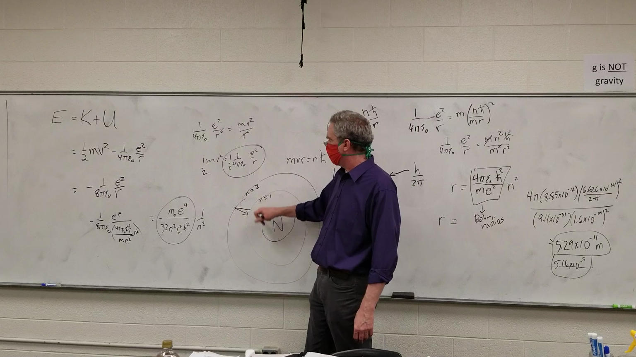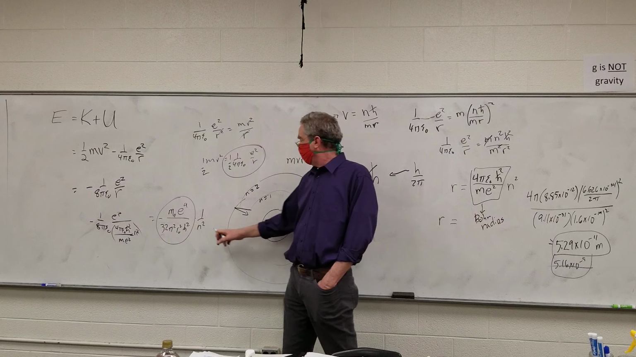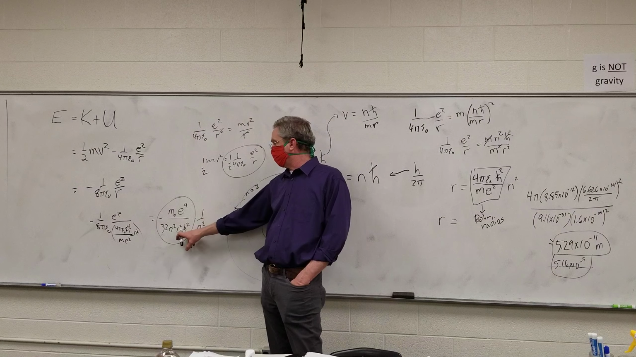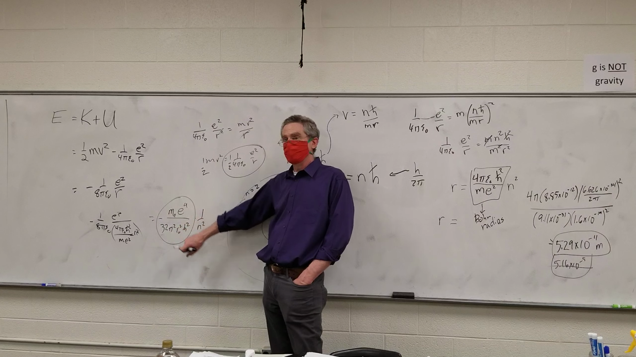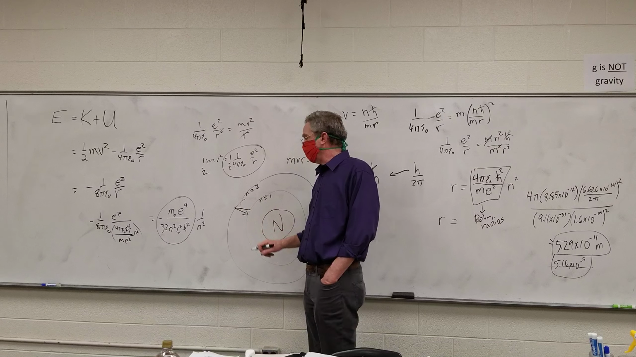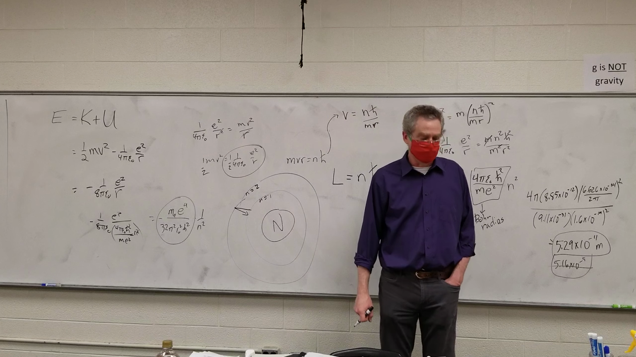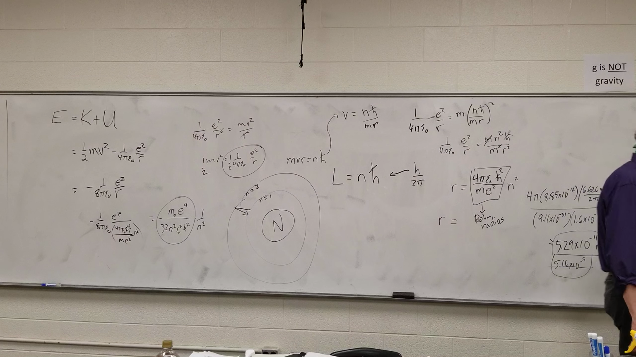Because n is equal to 2, or n squared is equal to 4. It went from the second level to the first level. It went from 1/4 of this to this, and they're negative. So there is a loss of energy, and that energy has to go somewhere. And what happens to that energy?